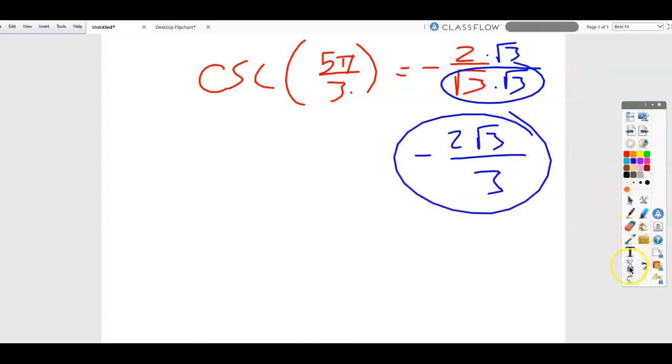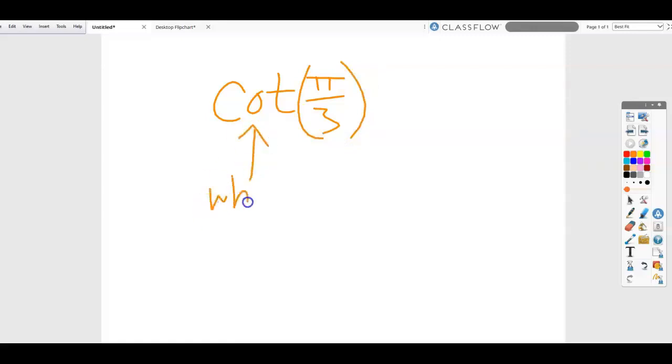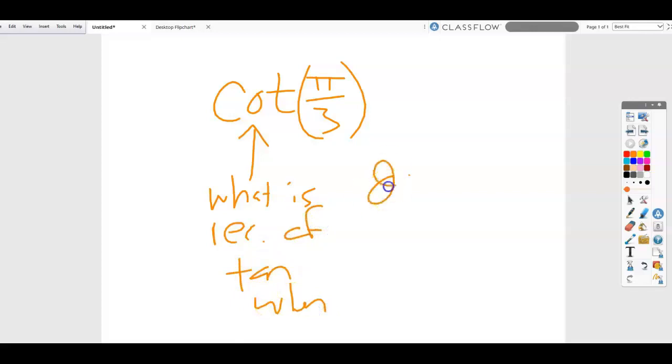We'll do one more problem here, and that'll be cotangent. So let's talk about cotangent really quick here. Suppose that I asked you guys to find cotangent of pi over 3. Well, cotangent is the reciprocal of tangent. So what this is saying is, what is the reciprocal of tangent when theta equals pi over 3?